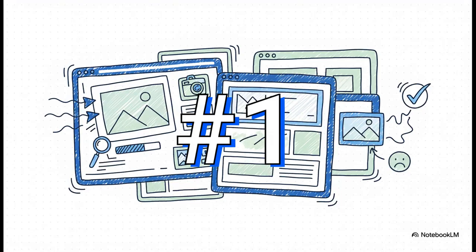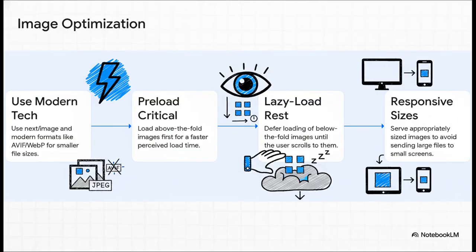Now, this probably isn't going to be a huge shock to anyone, but images are almost always the biggest performance bottleneck. On most websites, they make up the single largest chunk of data by file size. Getting them wrong can be a total disaster for your load times, but getting them right, that's one of the biggest wins you can get. So, what's the playbook here?